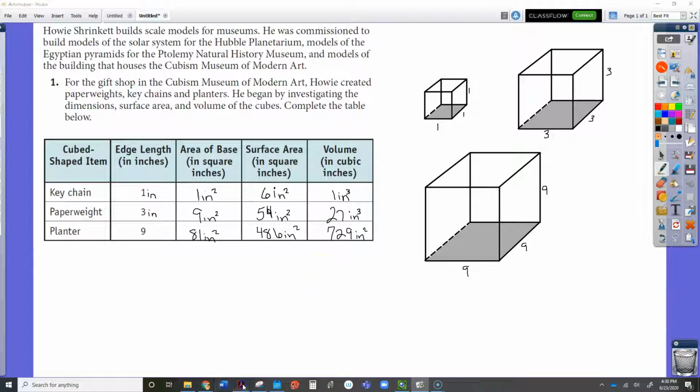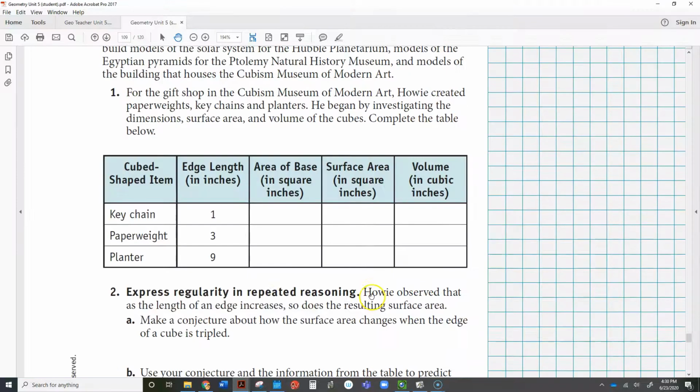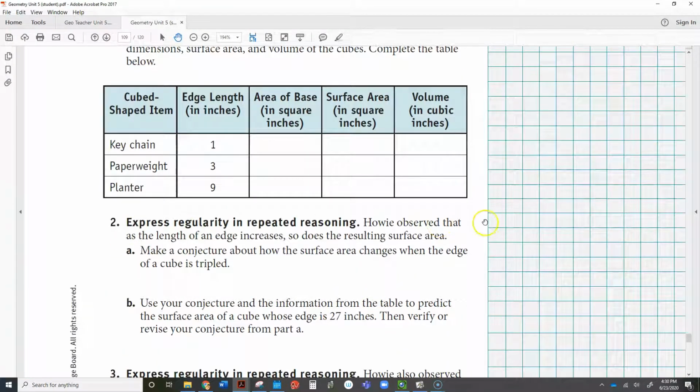Now let's go back and see what number 2 wants us to do. It says, Howie observed that as the length of the edge increased, so does the resulting surface area. He wants us to see if we can make a conjecture about how, as this changes right here, and these were being tripled. So we went from 1 to 3, we tripled it. Then we went from 3 to 9, we tripled it. So what was happening to the surface area?